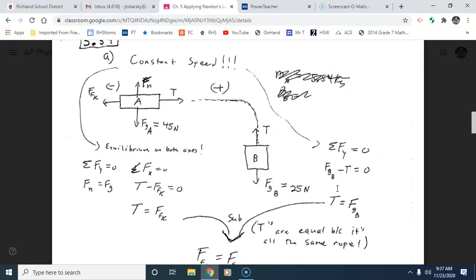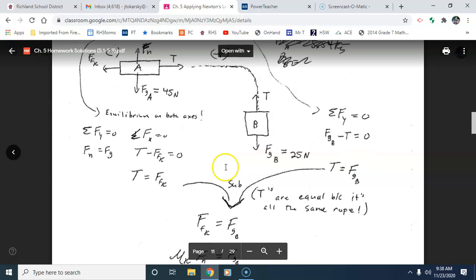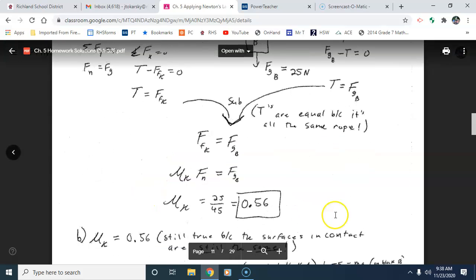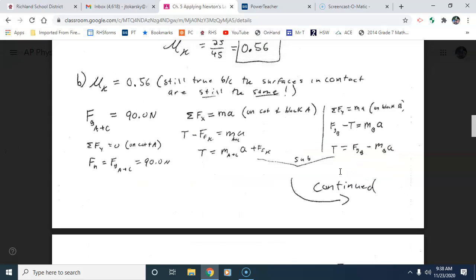Like get something like tension equals this, tension equals that, sub them together. Or sometimes it could be acceleration equals this, acceleration equals that, sub them together. Okay? Knowing that they're the same for all objects in an Atwood system, that's what makes a subbing possible. Alright, part B.